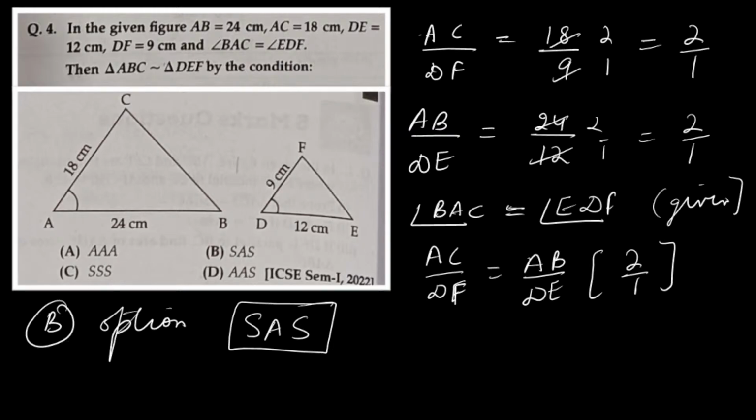Question number 5. In the given figure, PQ is parallel to, this is the symbol of parallel. I have already told you, it's mentioned here also. PQ is parallel to TR. Then if we are proving these two triangles similar, which thing will be true?